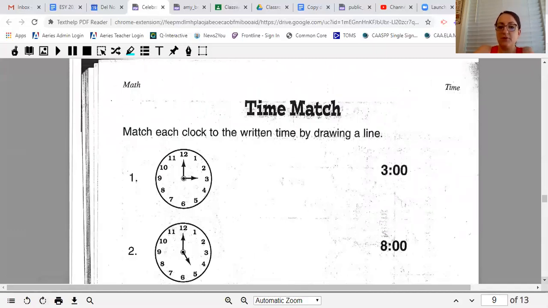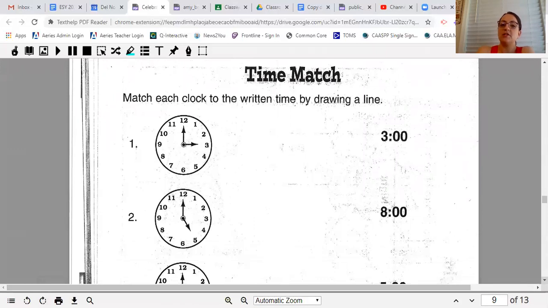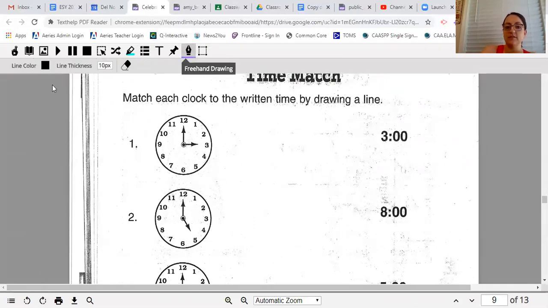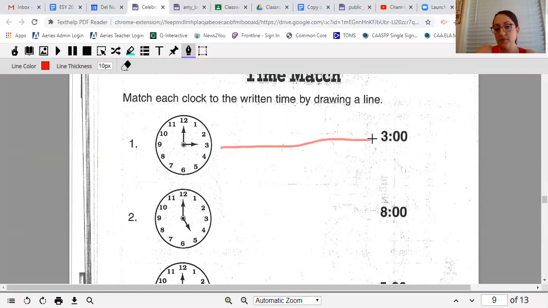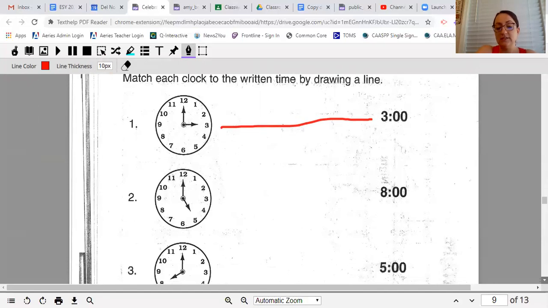So we're going to go through and we are going to match each clock to the time written. So, you know, this here, what time it says, we're going to match it. So this clock, you see the short hand, it's pointing at 3, so it's going to be our hour. And the 12 will be the minutes. So 12 is going to be 60. So we know that this is going to be 3 o'clock. So those lines can go straight across.